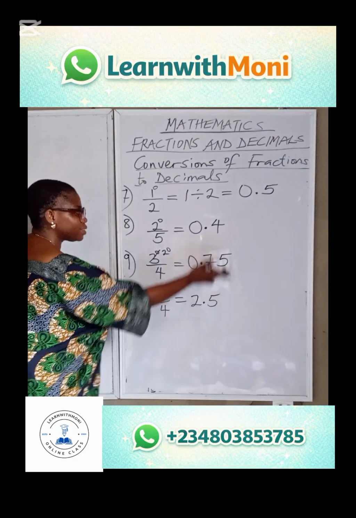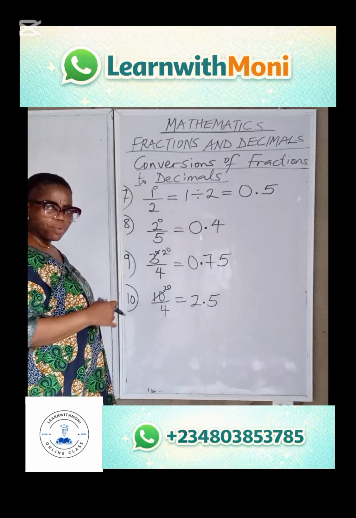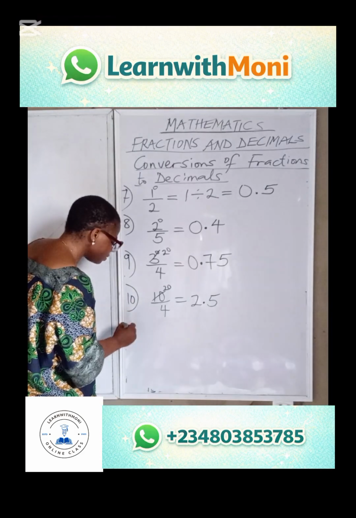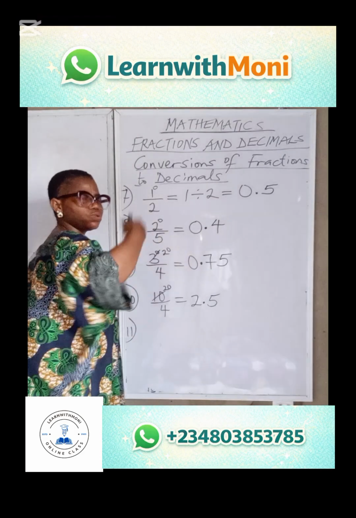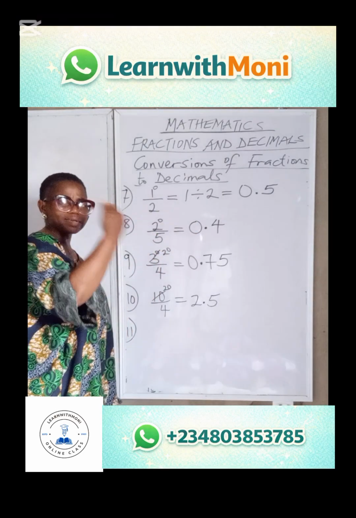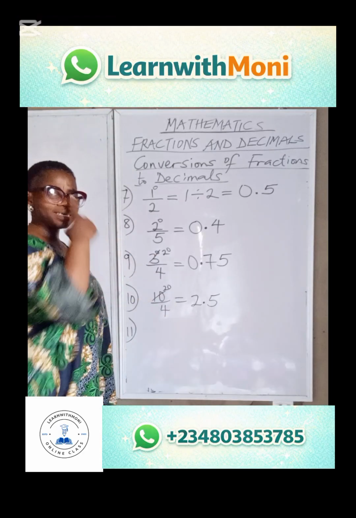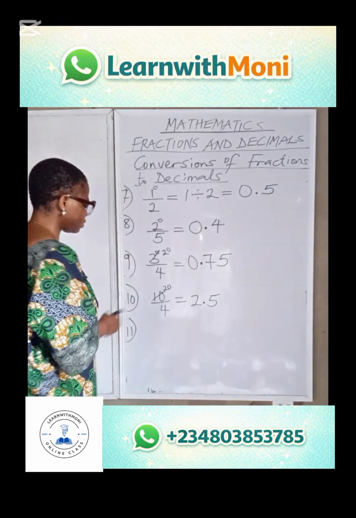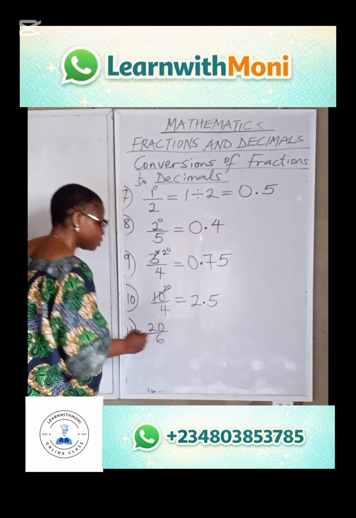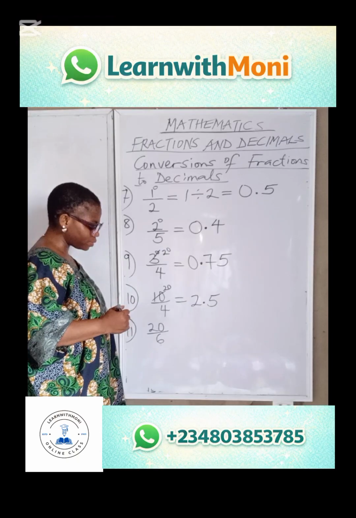This is terminating. You can see that everything we have been saying terminated. But it is not in all cases that it terminates. We have some cases where the decimal continues and continues. We call such recurring decimal, repeating decimal, unending decimal. Let's see that. Where I have 20 divided by 6.